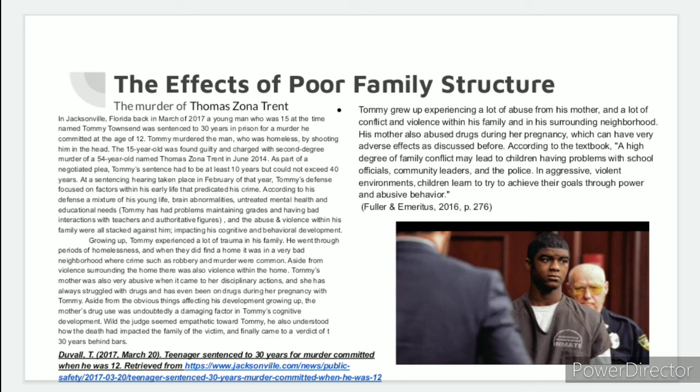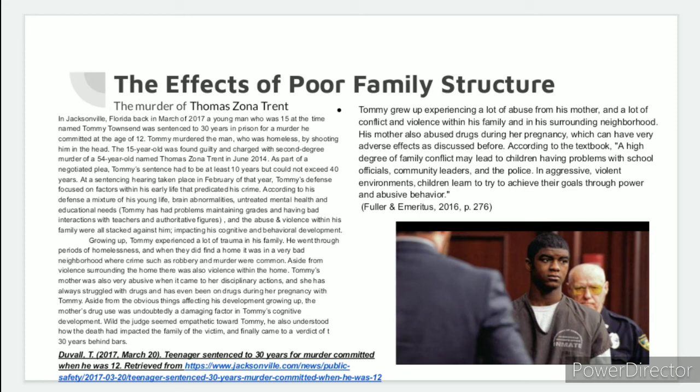At a sentencing hearing in February of that year, Tommy's defense focused on factors within his early life that predicated this crime. According to his defense, a mixture of factors within his early life, brain abnormalities, untreated mental health and educational needs, and the abuse and violence within his family were all stacked against him, negatively impacting his cognitive and behavioral development. Tommy has also had problems maintaining grades and having bad interactions with teachers and authority figures.